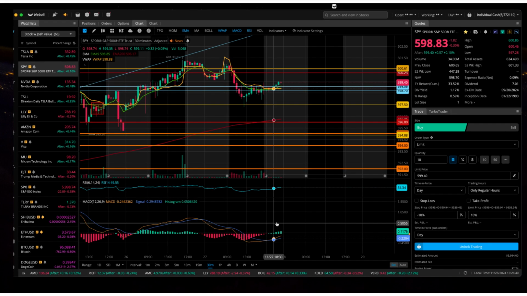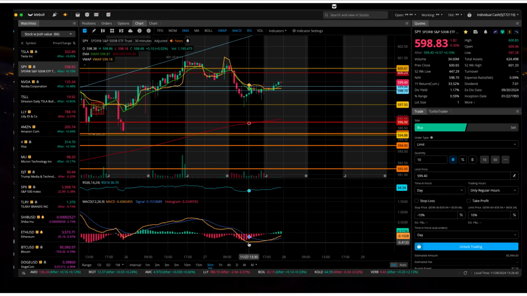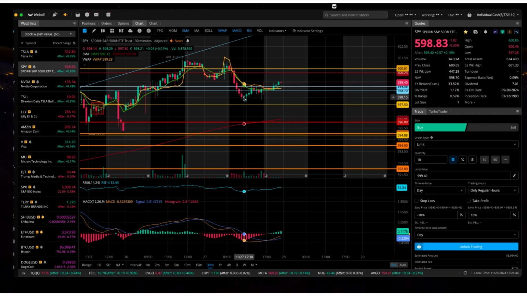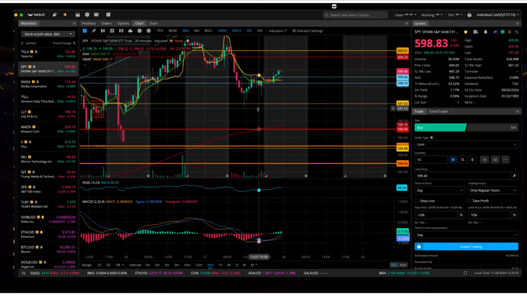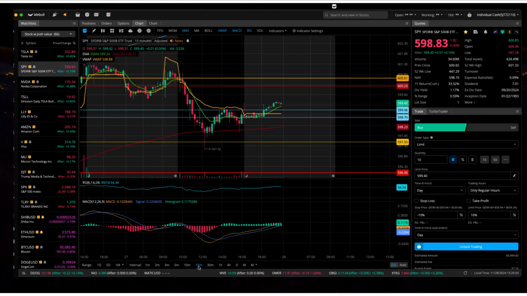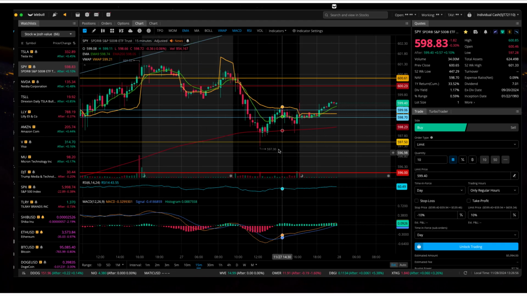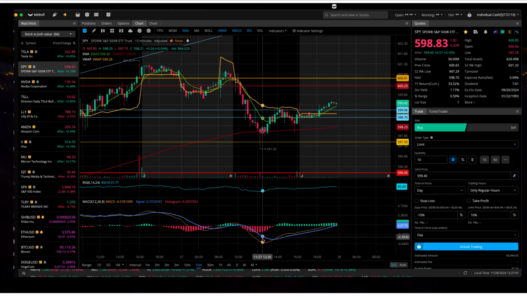And I go to the 30 minute. Now the 30 minute, when it came down, and we got this big wick, this big candle wick was a message to me, hey, buyers are stepping in. The buyers ate that up. Let's do a 15. Even though this candle was red on the 15, buyers stepped in right here at 597.50 because of the way this candle looked. So that caught my eye.